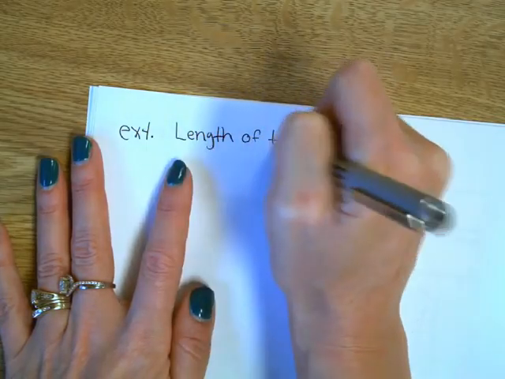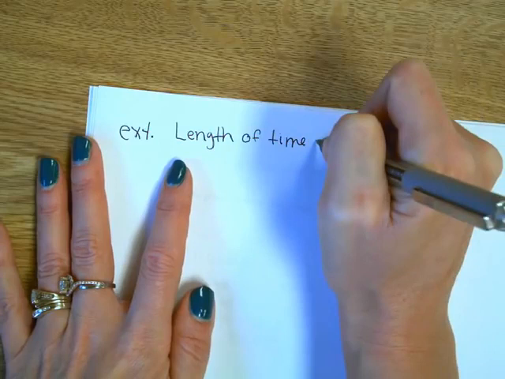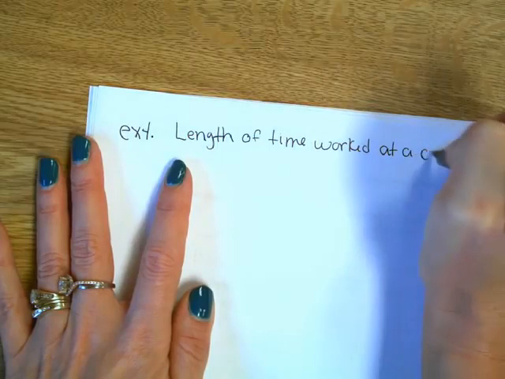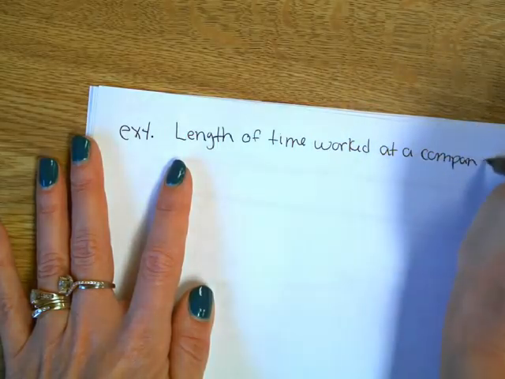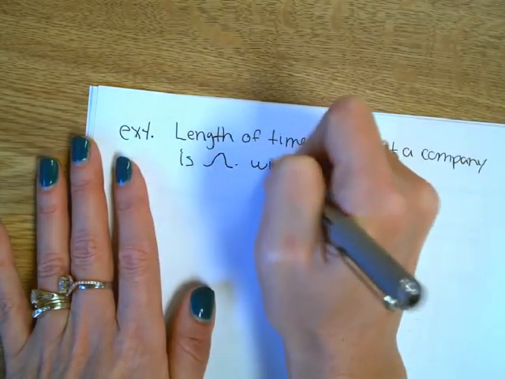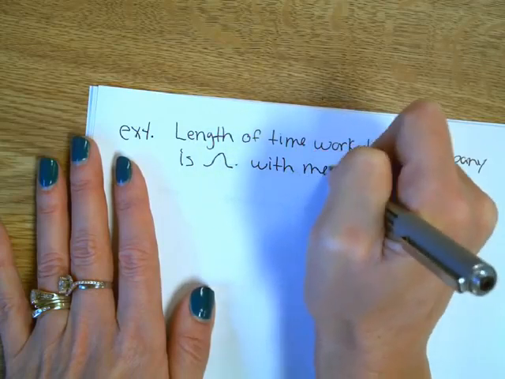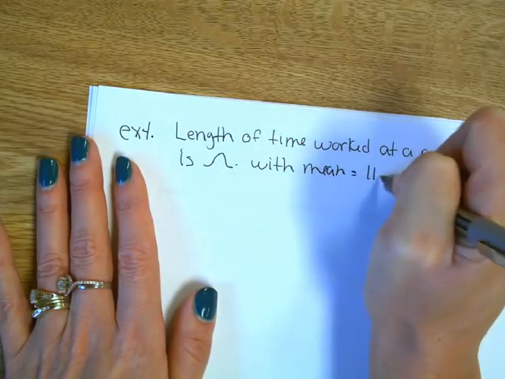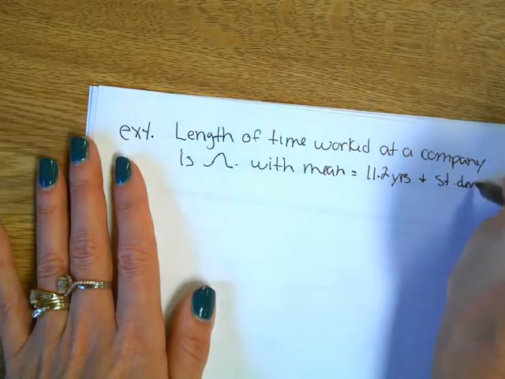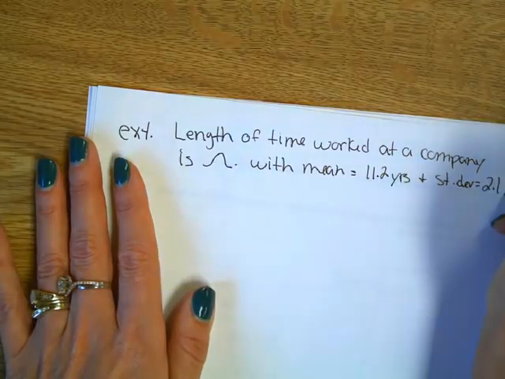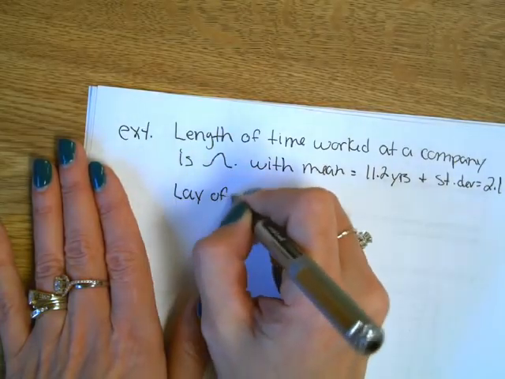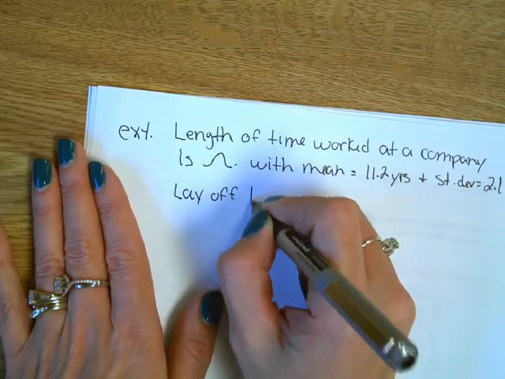Okay, the length of time worked at a company is normally distributed with a mean of 11.2 years and standard deviation 2.1 years. You need to lay off the bottom 10% in seniority.